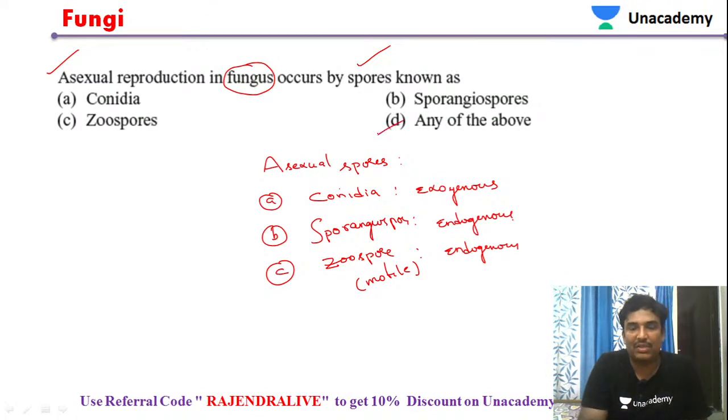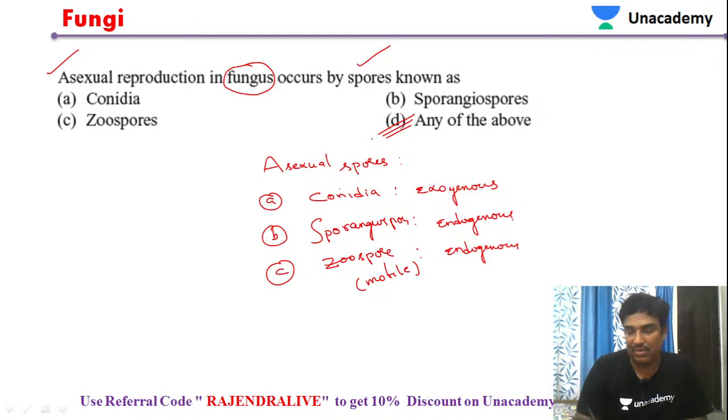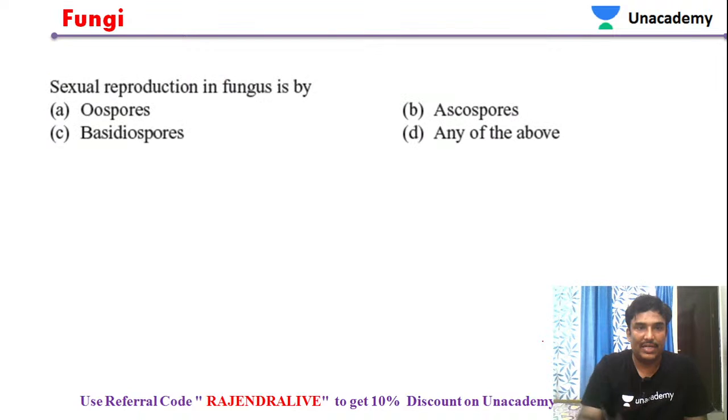So based on this given question, all of the above is the right answer, students. All the options are correct. Conidia, sporangiospore, zoospores, all are applicable in this case. Any of these can be the right answer. Let's move to the next question.